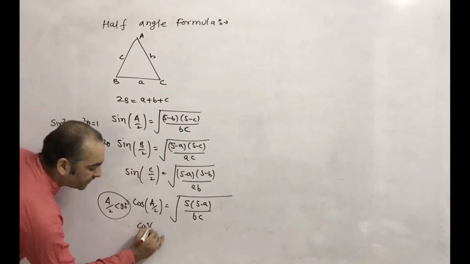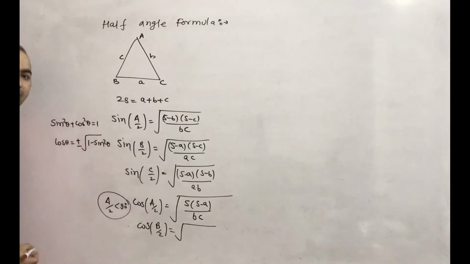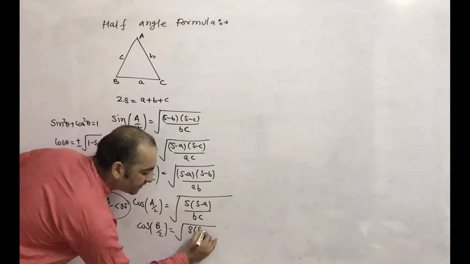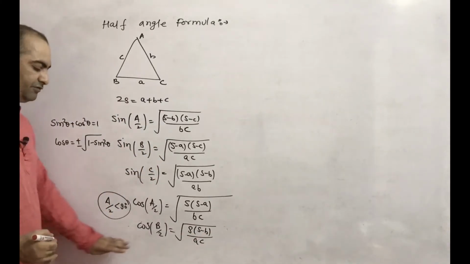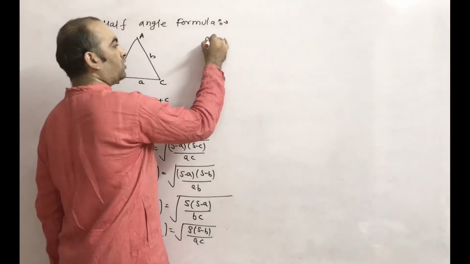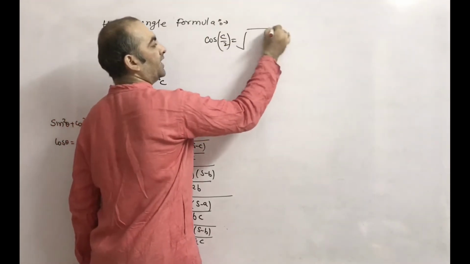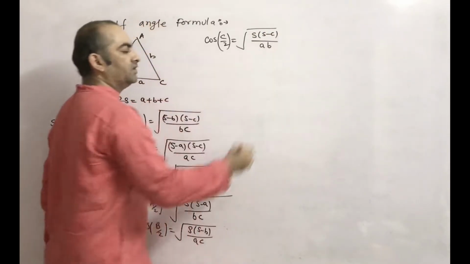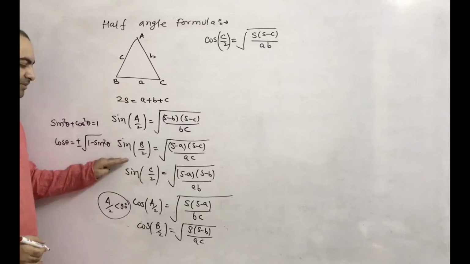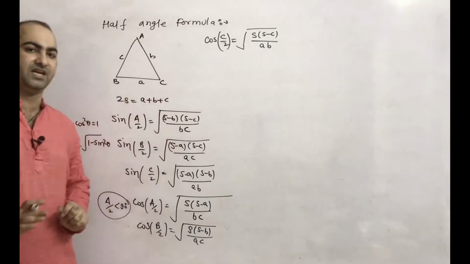Similarly, cos B by 2 comes out as root over s(s minus b) divided by ac. And cos C by 2 will be root over s(s minus c) divided by ab. So we get sin A by 2, sin B by 2, sin C by 2, cos A by 2, cos B by 2, cos C by 2. This is the half angle formula.